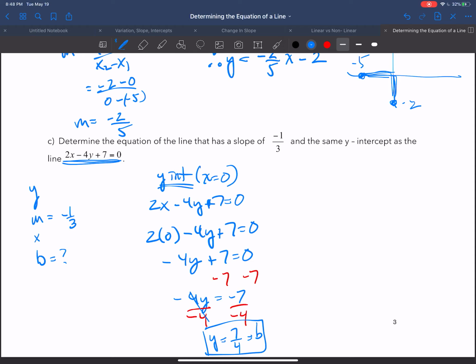And we knew the slope. So now we have our equation. It had the slope -1 over 3. And it shares the same y-intercept as the equation they gave us. So we figured out what the y-intercept was, which is 7 over 4. So we have our equation.